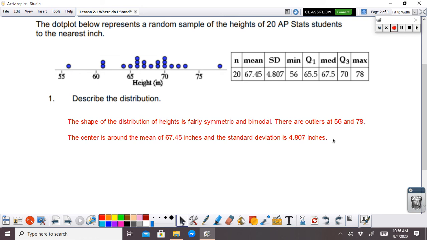The shape of the distribution of heights is fairly symmetric. Instead of fairly, you can use the word slightly symmetric. And bimodal, I said bimodal because I have two highest points. There are outliers at 56, this one, and 78, this one. The center is around the mean of 67.45 inches and a standard deviation of 4.807 inches. Like, miss, I think you're forgetting the range. No, I do not have to say what the range is because I'm saying what the standard deviation is, which is a better value to describe the variability of a distribution.